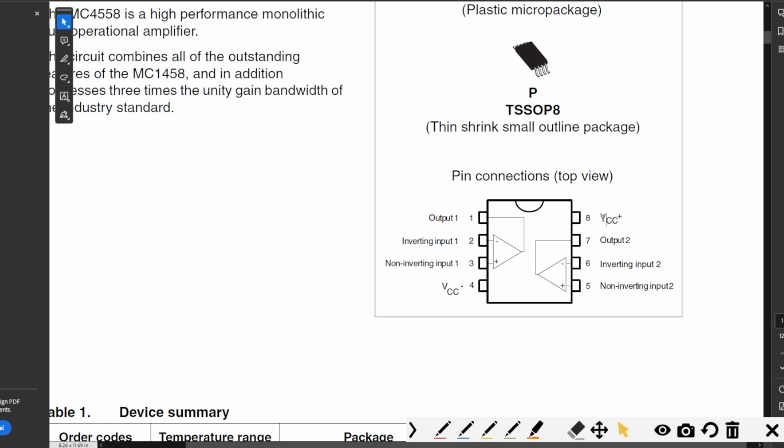And you see here the VCC plus and VCC minus. This VCC plus and VCC minus is the positive and negative power supply for the op amps. This VCC is actually grounded here, and it takes the required power supply from that voltage source. So this IC is nothing but only two op amps.